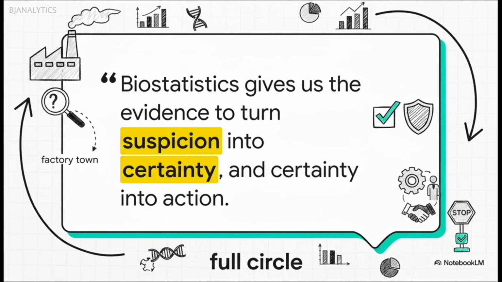And that brings us right back to our factory town. This is the whole point. Biostatistics gives us the evidence we need to turn a suspicion, a fear, an educated guess into certainty. And once you have certainty, you can take action, whether that's putting in new safety regulations at the factory or giving the community the peace of mind that there's no connection at all.